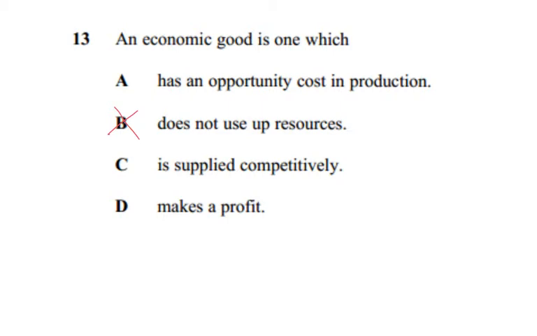An economic good doesn't have to be supplied competitively necessarily, nor does it have to make a profit. You can have monopolies where there is no competition and loss-making economic goods, so it can't be either of those. So an economic good is one where there is scarcity involved, and as soon as there is scarcity, we have a choice and therefore opportunity cost. So the correct answer in this case is A.